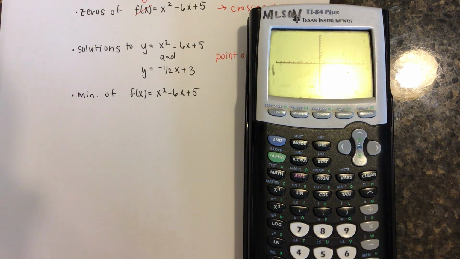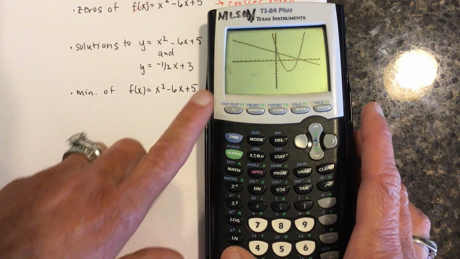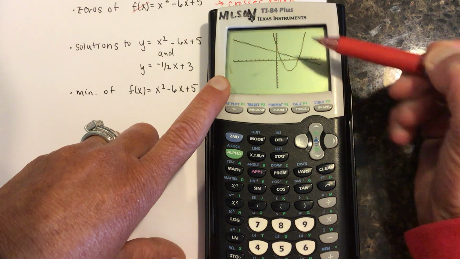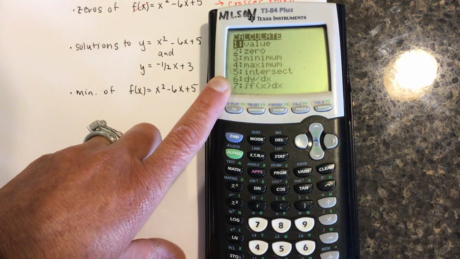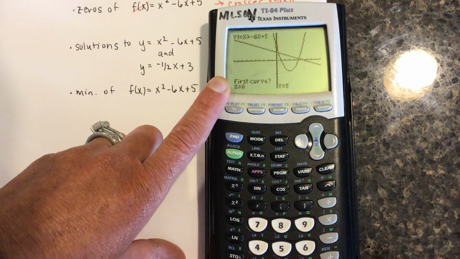Now when I graph it, you're going to see that I have two graphs. I have my parabola there and my line. And what I'm looking for are my solutions, my points of intersection, this one right here and this one right here. So again, hitting second and calculate, I'm now going to go to intersection and hit enter.